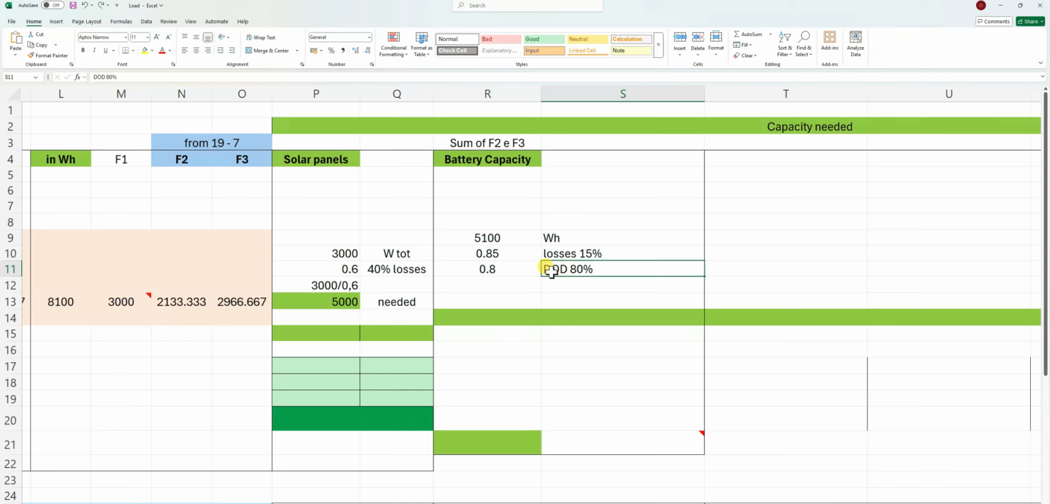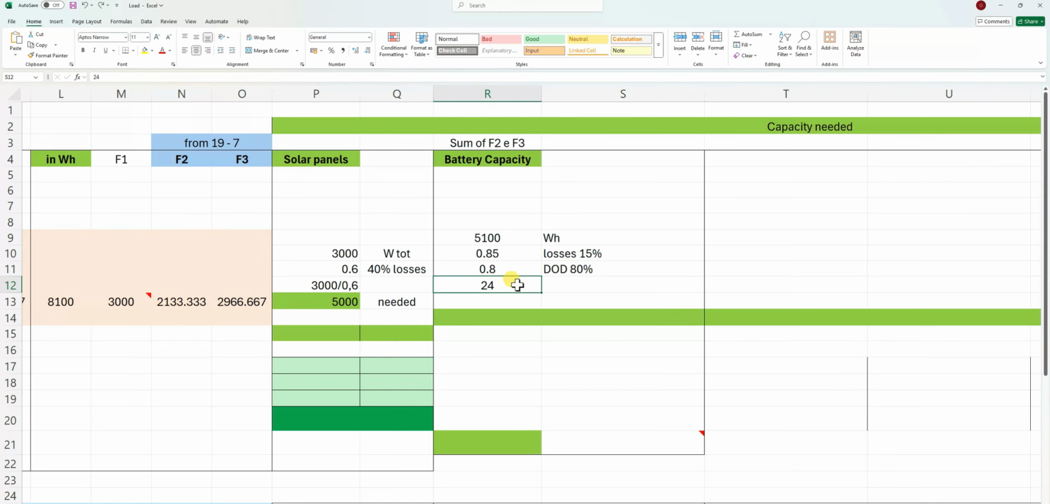depth of discharge, that is 80%. This means that our batteries should not drain 100%. For example, if my battery is 100% fully charged, then when it goes to 20%, it should not drain anymore, just to protect the life of the battery. So depth of discharge is roughly 90%, but I have put it at 80%, that is 0.8.